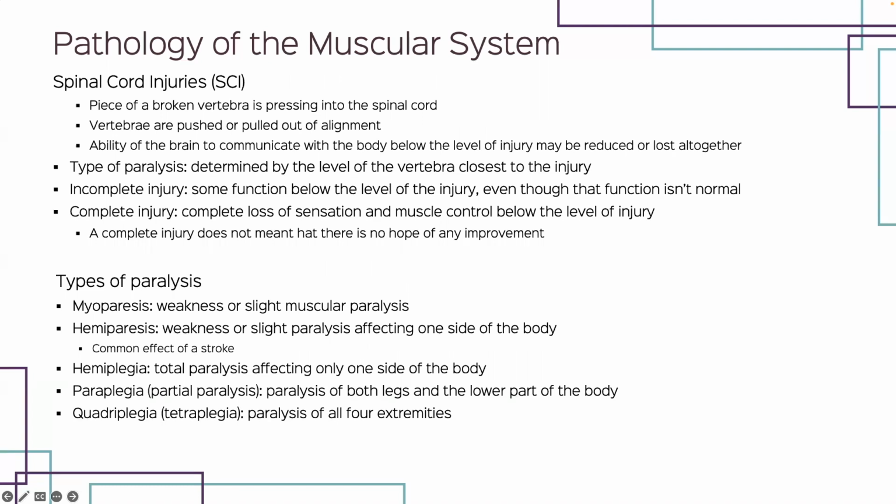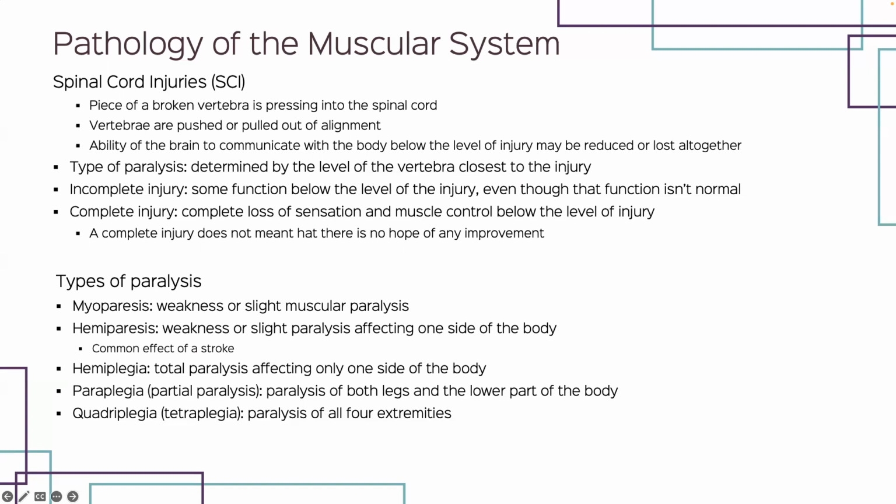Your spinal cord injuries, you can have a piece of a broken vertebrae that presses into the spinal cord that actually will cause you to lose sensation. It can cause some types of paralysis depending on the level of the vertebrae that's closest to the injury, and then it can be complete or incomplete. So is there a complete loss of that sensation, or is it just something below the normal function?